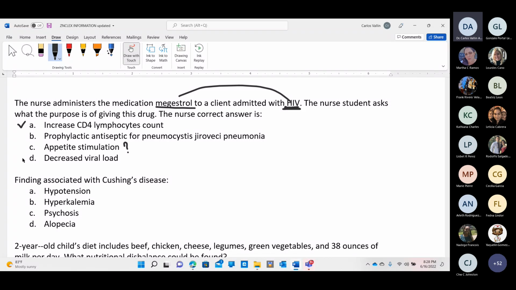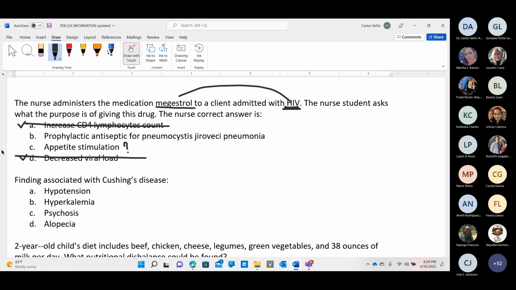Here they put it easy because A and D are the same. If CD4 count increases, the viral load must decrease. It is a constant rule. If I have more CD4 count, it is because the viral load is decreasing. If I have decreasing viral load, it's because the CD4 count is increasing. Do you agree or not? Yes, professor. And I can, because it is the same.